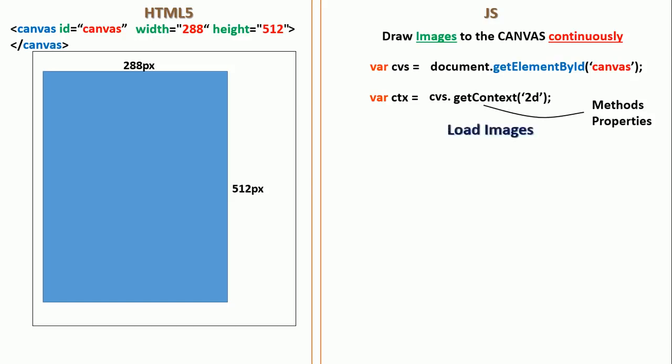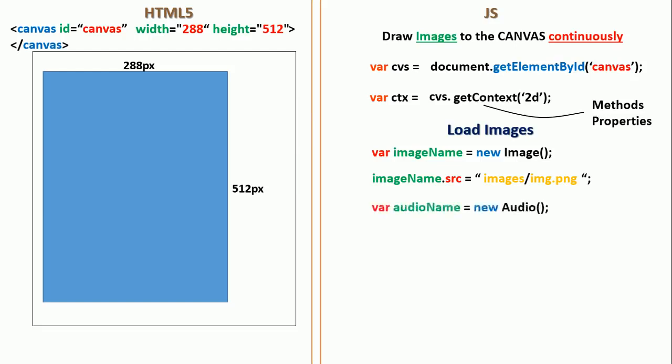Now we have to load the images first. To load an image, we will say var, we will give the image a name, and then we will say new, the object Image, and then we have to give the image a source. So we will say image name dot src equals the image source, for example images/image.png. And the same thing for the audio when we need to load an audio file.